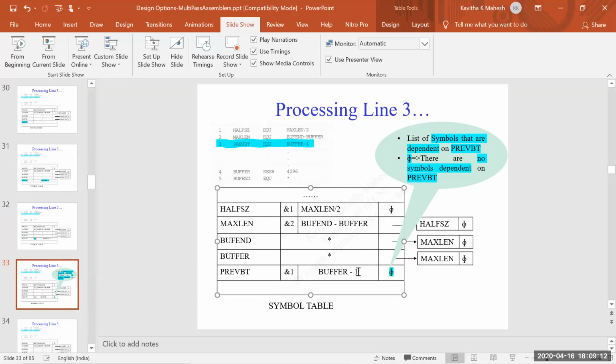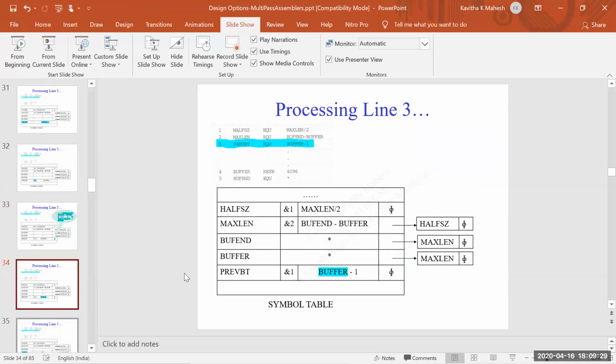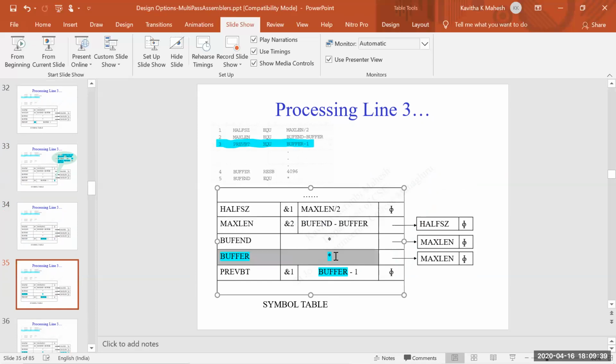So are we done with the processing of line 3? No, in the defining expression we have buffer that is undefined. So we need to enter buffer into the symbol table now. But please note, buffer is already present in the symbol table, right? So what do we do now? It is already entered, so you don't have to make an entry. However, please note, associated with buffer, we have a list indicating how many symbols are dependent on buffer.